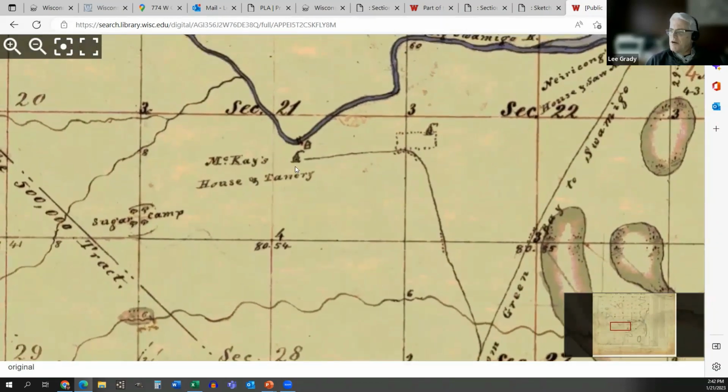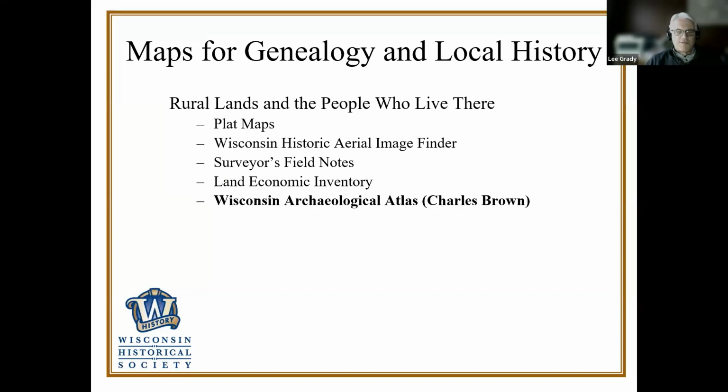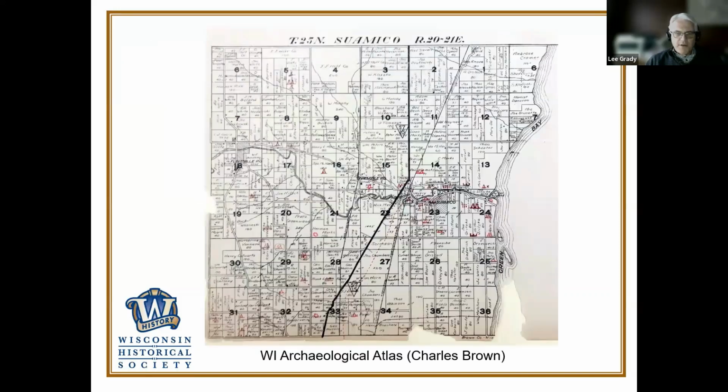Here's a McKay's house and tannery. I actually have an ancestor named McKay. I should look at that again. I notice something different every time. There's that lesson. Not that you guys need lessons from me, but always go back and look again.